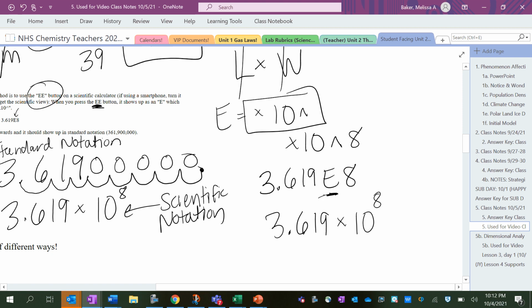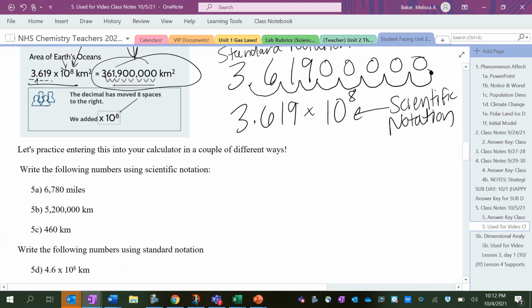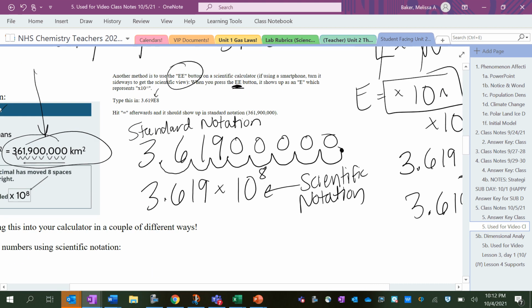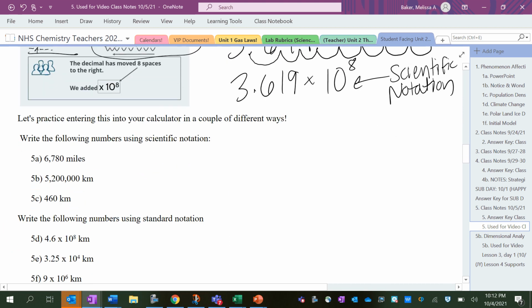So I know it probably just seems like, oh, it's not even that much of a shorthand, but hey, every little bit helps if you're working with these big numbers. So go ahead and practice entering that into your calculator. I really recommend doing that because it will save you a lot of time. And then let's write some numbers in scientific notation here.